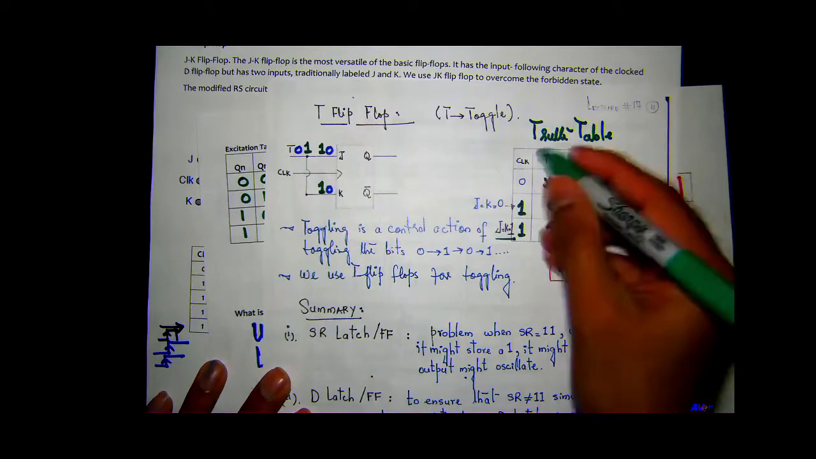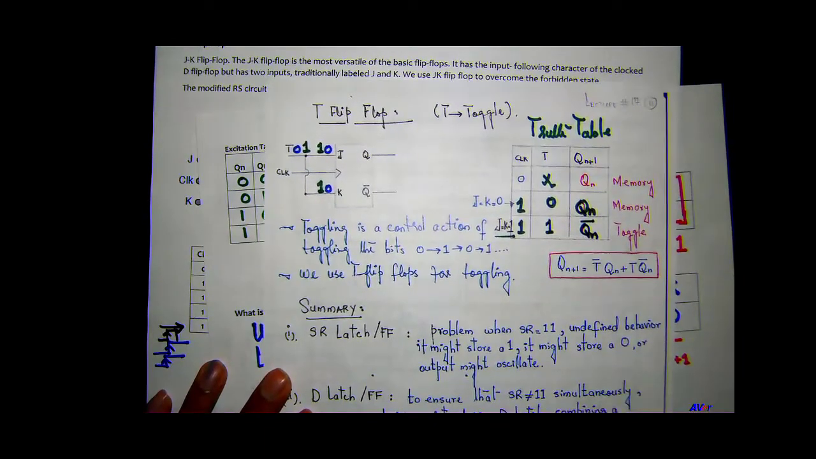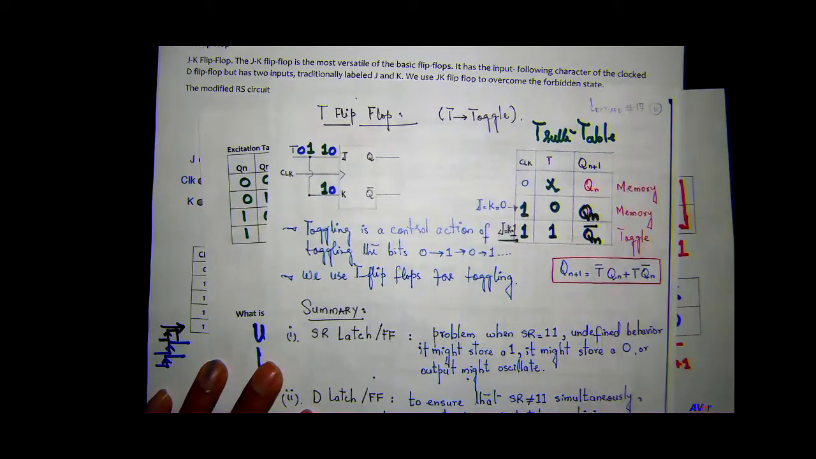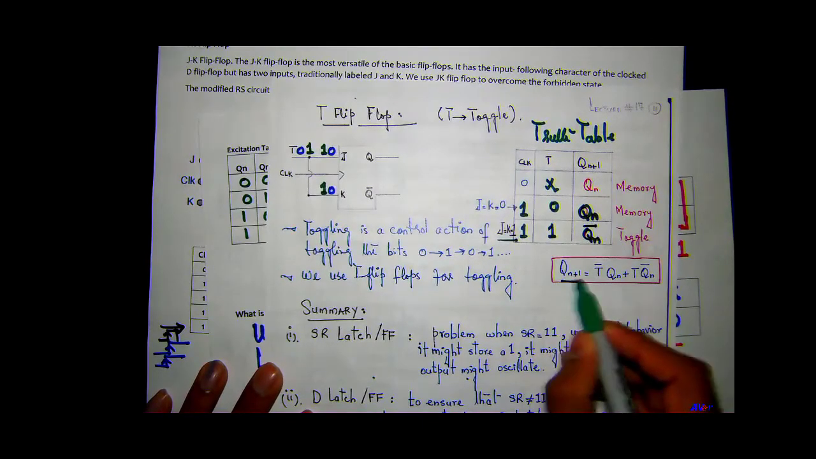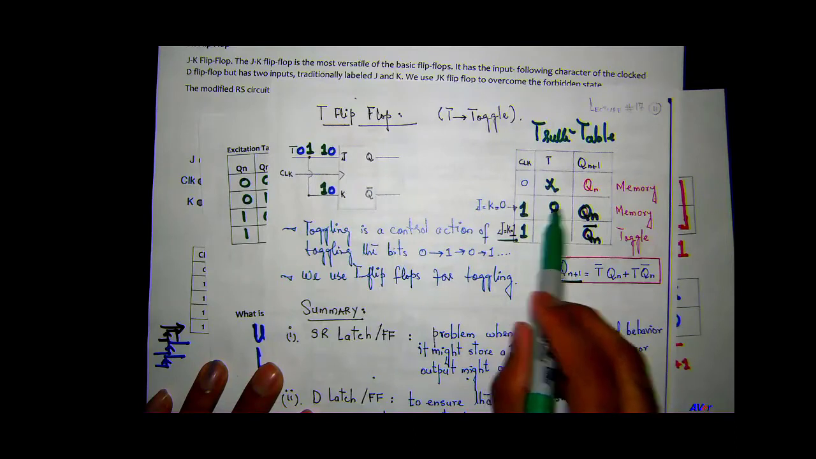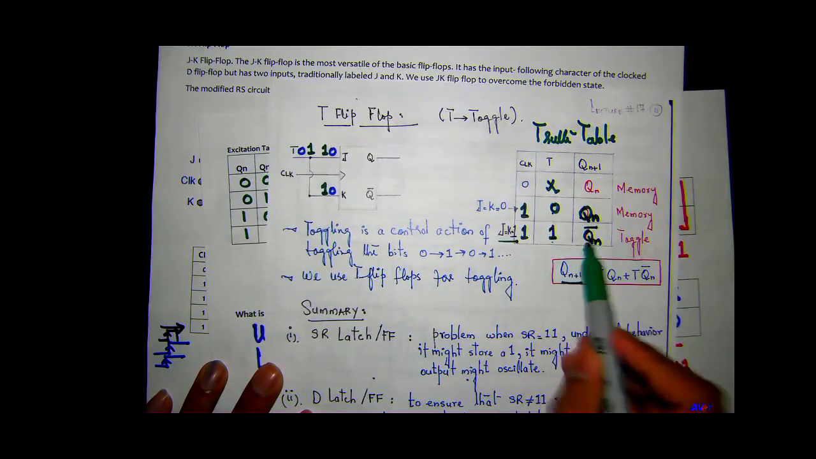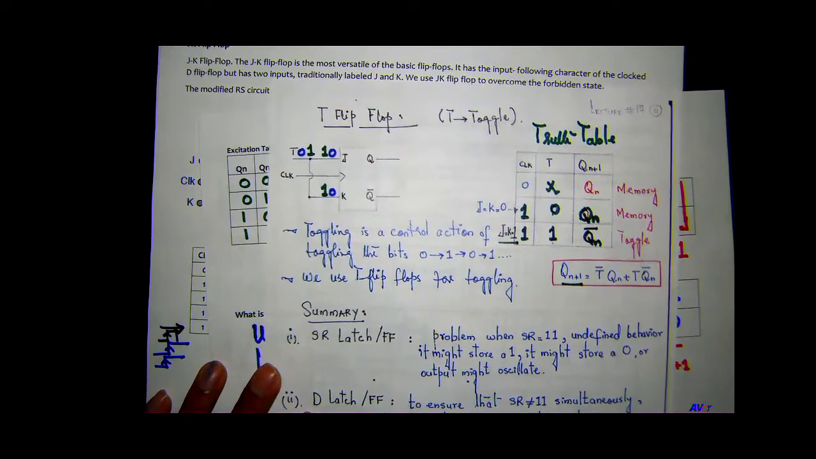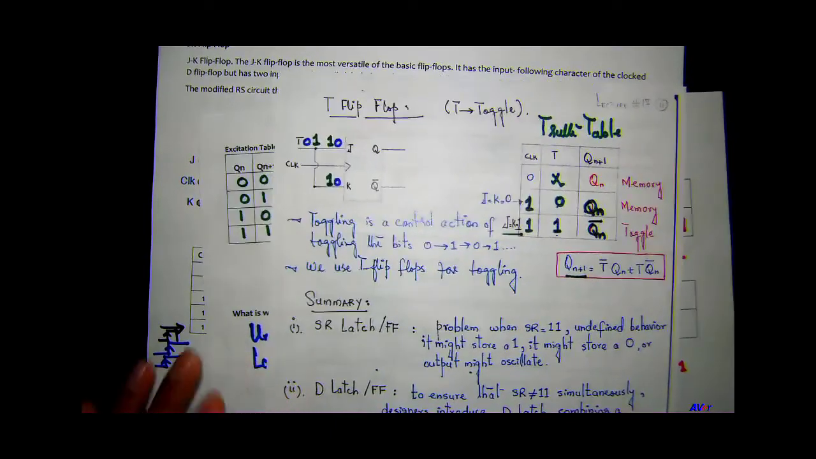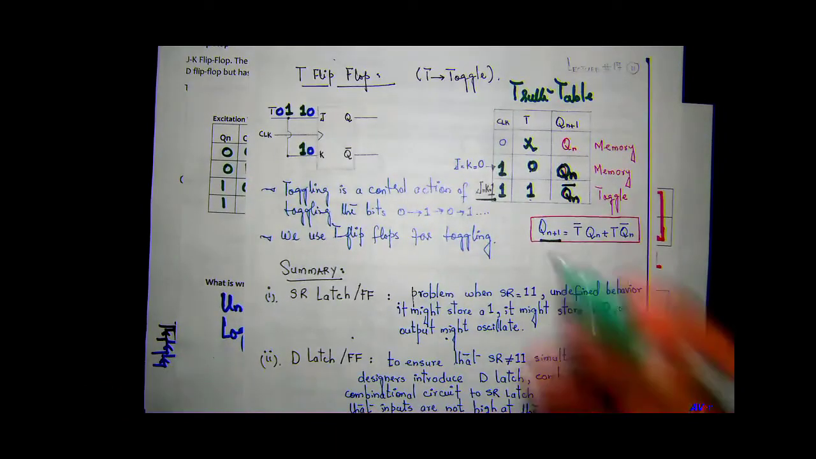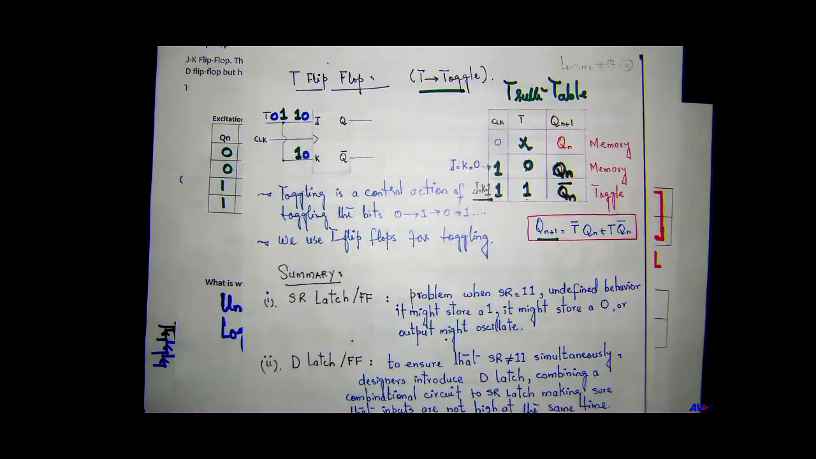And then from this table, this is sort of like an excitation table also. You can get the Qn plus 1 equation here. So you get T bar Qn plus T Qn bar. So looking at the min terms, this is what we know as a T flip-flop, where the T here actually stands for toggling.